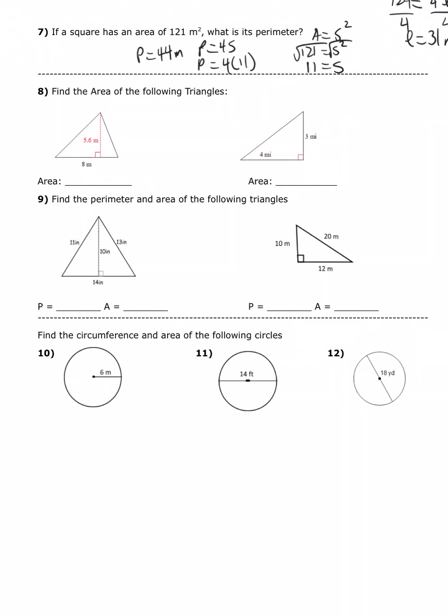All right, next we need the area of these triangles. Area is base times height over 2, or 1/2 base times height. So area is 8 times 5.6 over 2. So 8 times 5.6, and we get 44.8 over 2. So we divide that by 2, and we get 22.4. And that's going to be square meters.